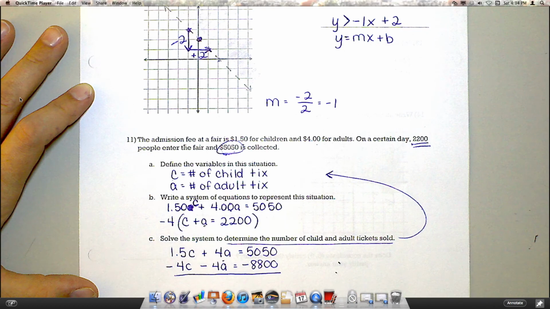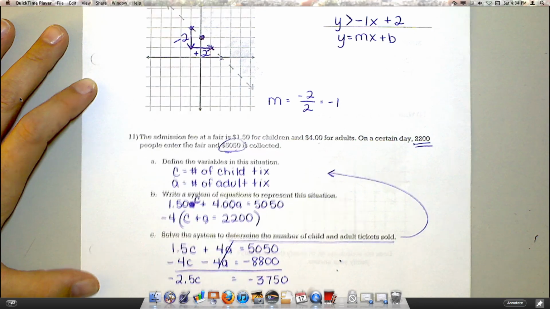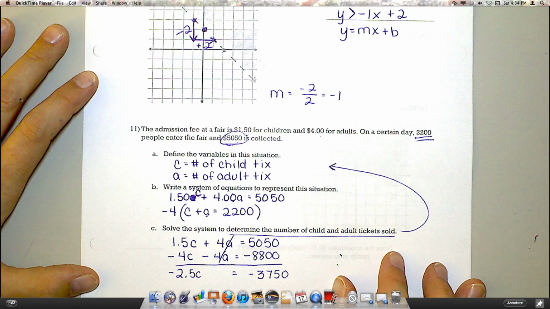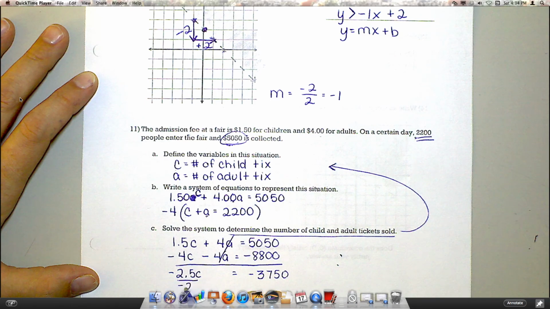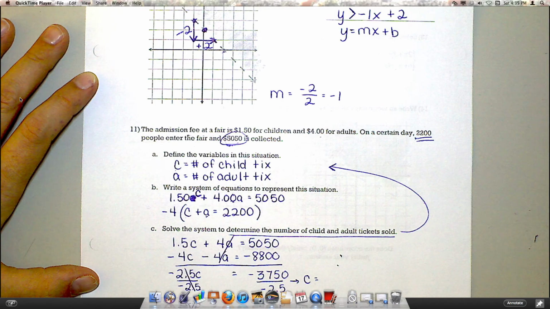Now let's just add together. 1.5 and -4 makes -2.5C. My A's are gone. And 5050 plus -8800 comes out to be -3750. Okay. Divide by -2.5. And I end up with C equals 1500.